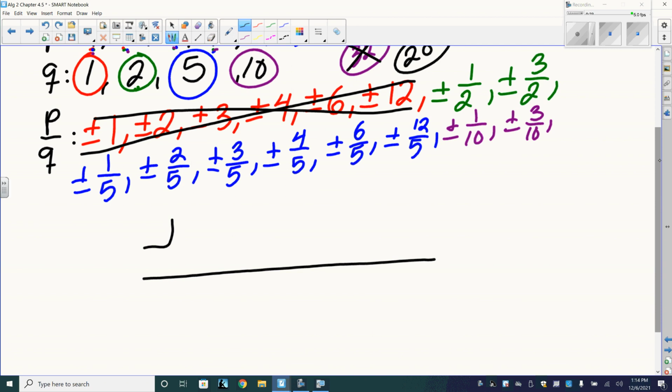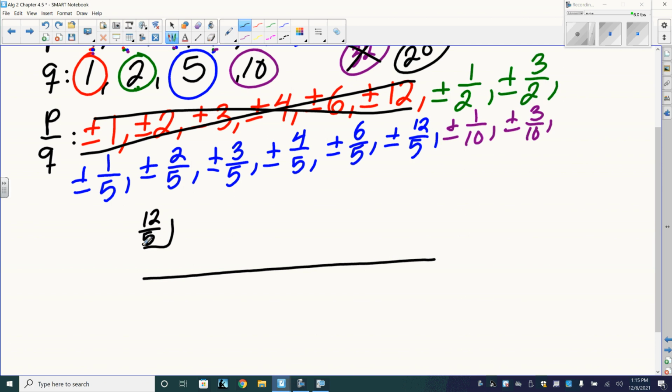Because 1/2 is less than 1. 3/2, that's less than 2. 1/5, 2/5, 3/5, 4/5 are all less than 1. 6/5 is less than 2. 1/10 and 3/10 are both less than 1. Because 12/5 is 2 and 2/5, it's the only number greater than 2. So if we're going to have a rational zero for that spot, 12/5 would be the one.